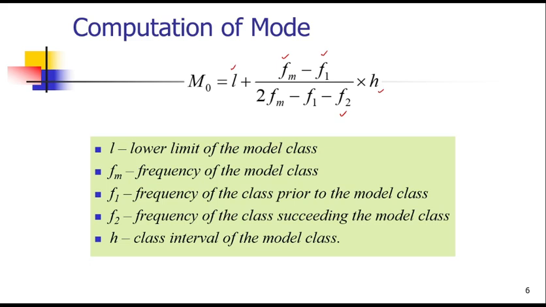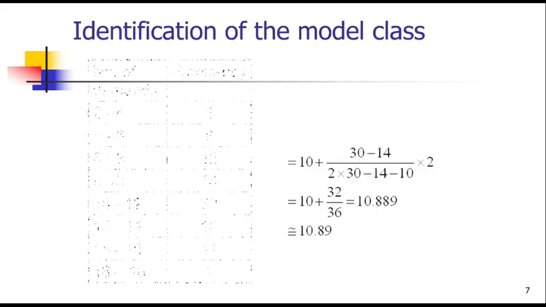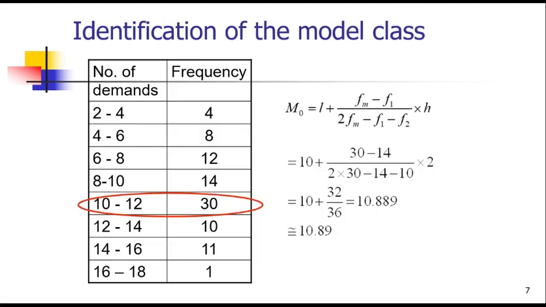In some cases, the data may have different class intervals. So in that case, we will just pick up the class interval of the modal class. So let us go back to the same data set and actually compute these. So let us have this.